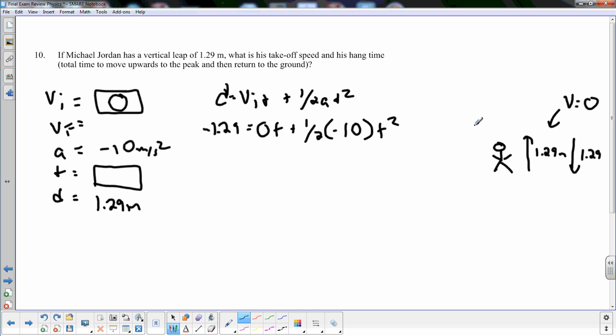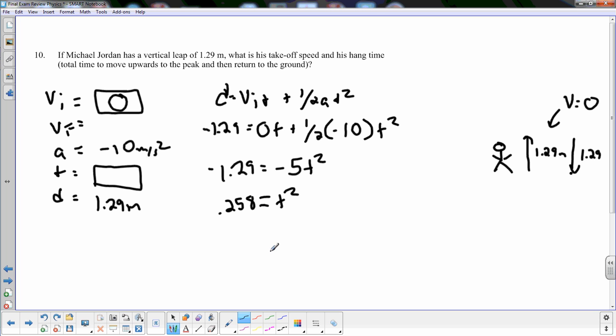Let's solve for time first, and then we can go back and deal with some velocities. Negative 1.29 equals negative 5t squared. So let's divide negative 1.29 divided by negative 5. We'll end up with a t squared of 0.258 seconds squared. Square root of that, t is 0.507 seconds.